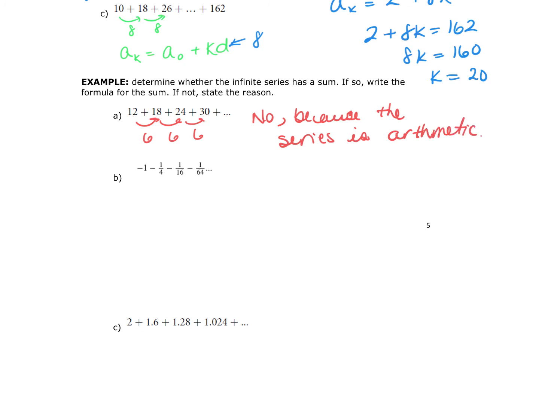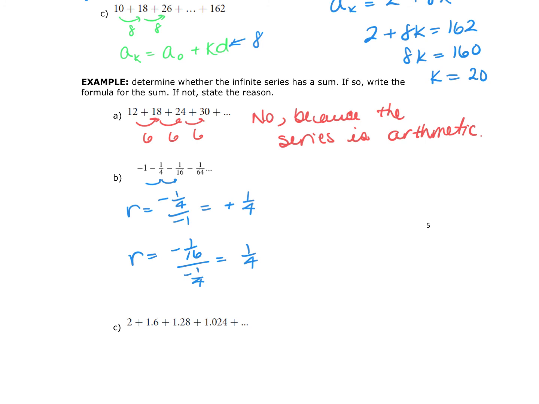Okay, so now let's take a look at the next one. I need to see whether or not these have the same difference, and I can see already they don't. So then I look for the same ratio. My ratio is -1/4 divided by -1, which gives me positive 1/4. Do my next one. r is equal to -1/16 divided by -1/4. This also gives me 1/4.